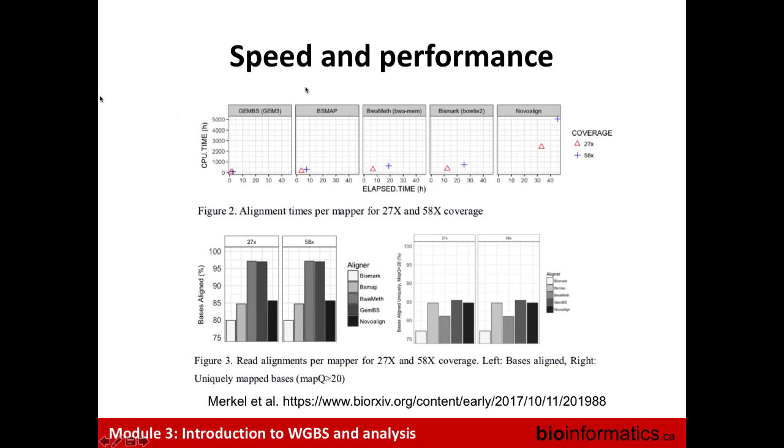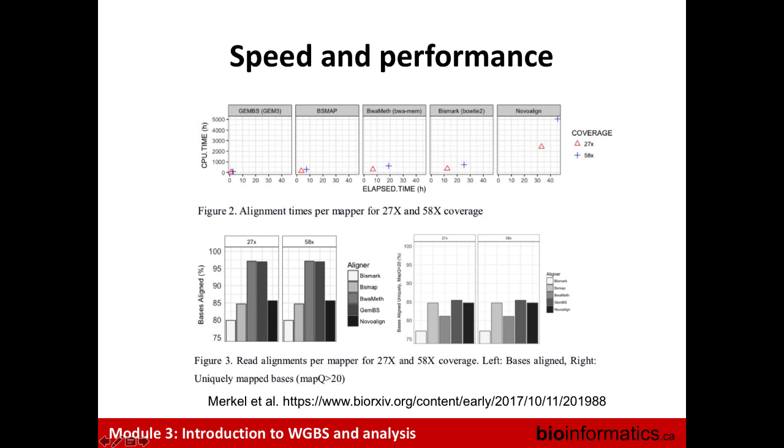In terms of performance, here you just see the amount of CPU it takes, the amount of time. So GemBS is very efficient. You compare that to Bismark, one of the first ones. Bismark takes more time in terms of hours. And this is for two different coverages of whole genome bisulfite. It's faster, but it also maps more reads. So this is the amount of bases that are aligned. So it seems to be perfect.